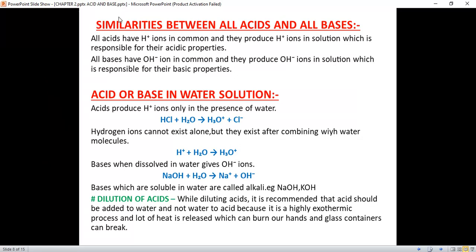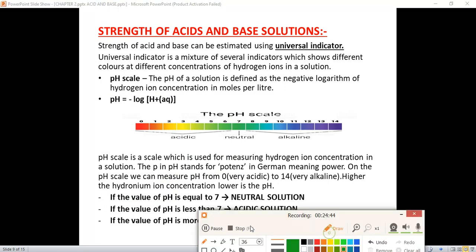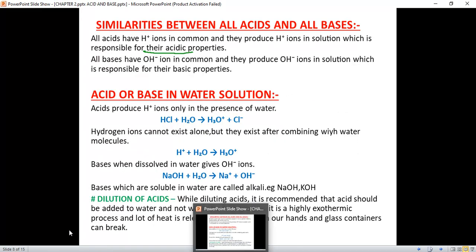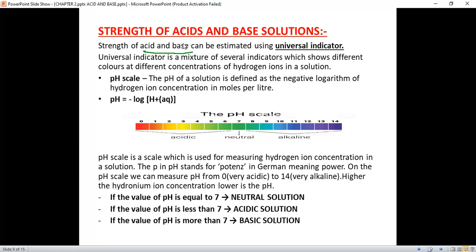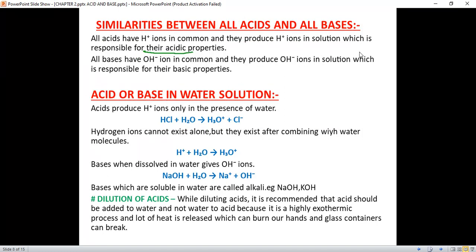You have to remember, metallic oxides are basic in nature, non-metallic oxides are acidic in nature. Our next topic is similarities between all the acids and all the bases. What is the main point in which all the acids and all the bases are similar to each other? All the acids have H plus ion in common, and all the bases contain OH minus ion.